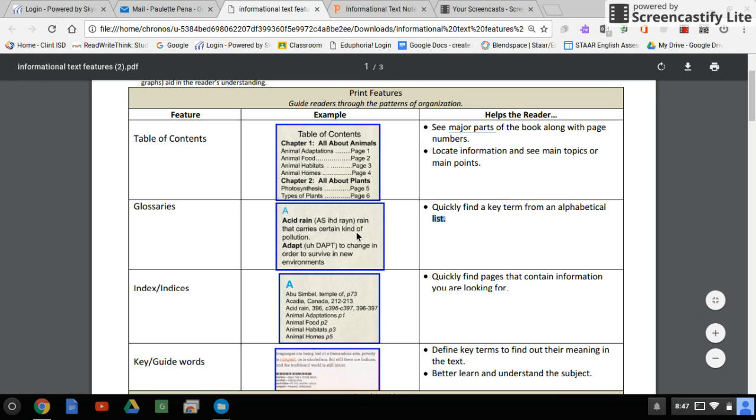If you go back to your textbook, either your science or social studies, they're going to have a glossary of all of the main important words that come up within that chapter. So you would look at the bolded word. That is the main word and then your definition. Okay, so that is your glossary.